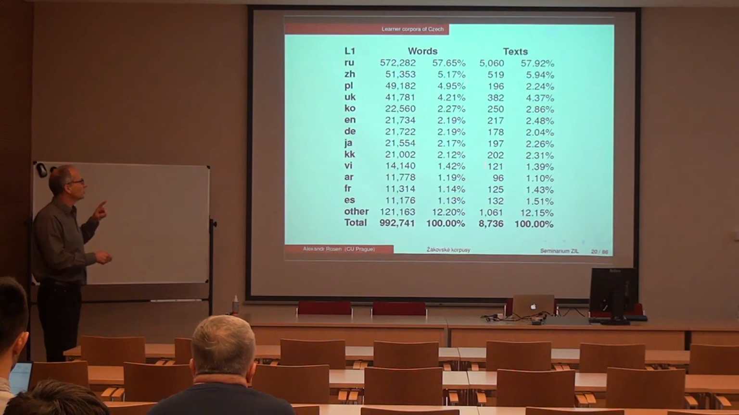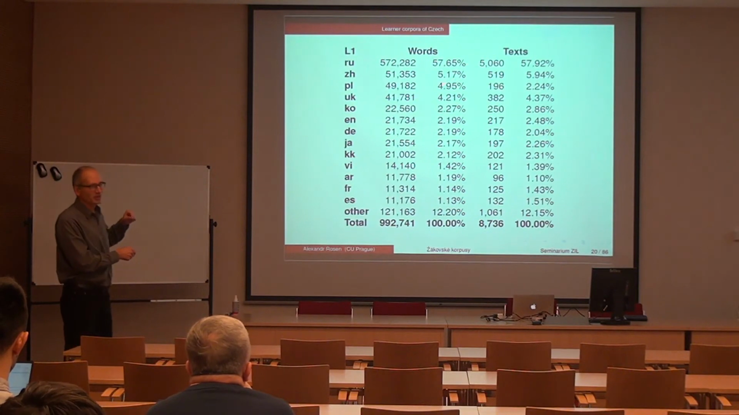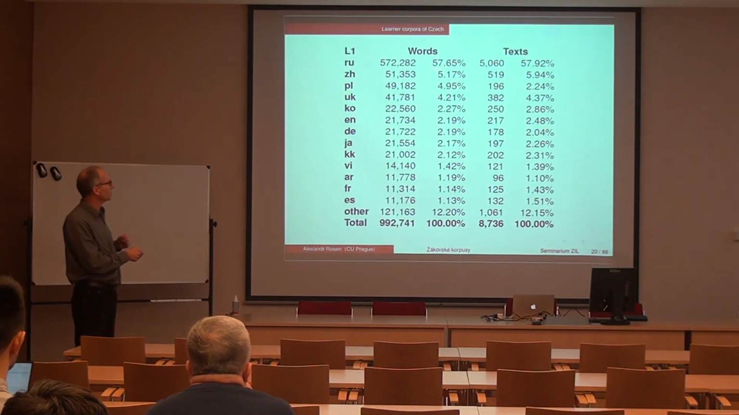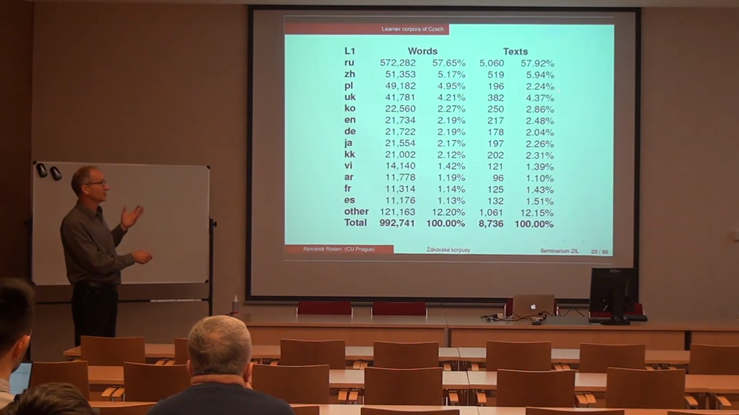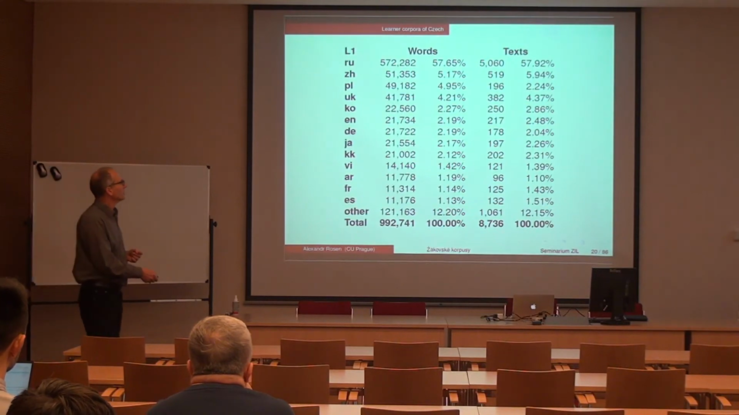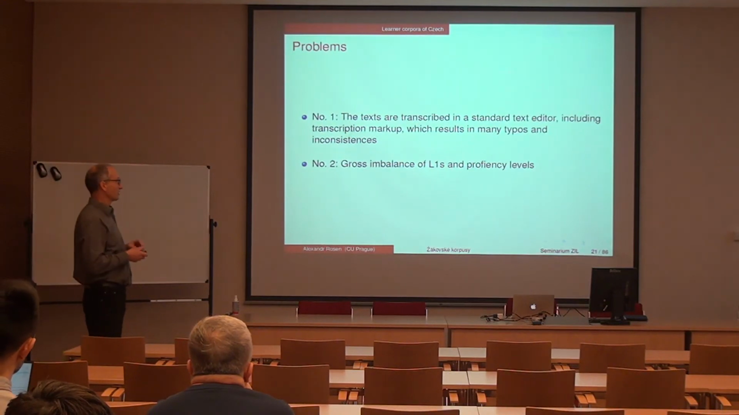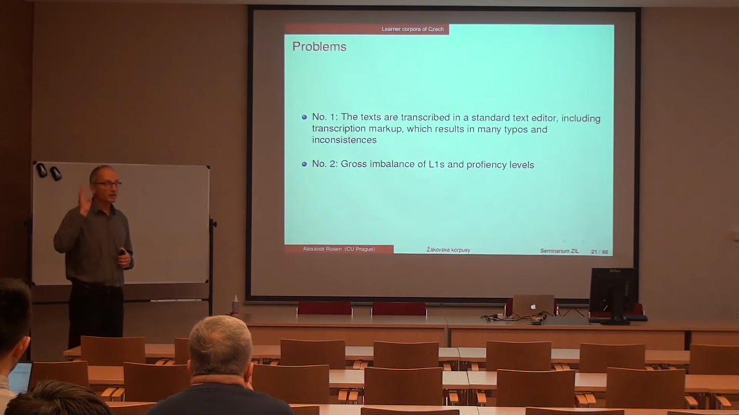So this is according to the first languages, and you see that Russian really rules over everything else as the first language. It's nearly 60%. Then comes Chinese, then Polish. In terms of words, in terms of text, Polish texts are quite long actually, so that's why you have this difference. Then Ukrainian, Korean, English, German, Japanese. This is Kazakh, I think, and Vietnamese, and so on. And there are quite a few others. So the problems which we have, what I said before, it starts with transcription.